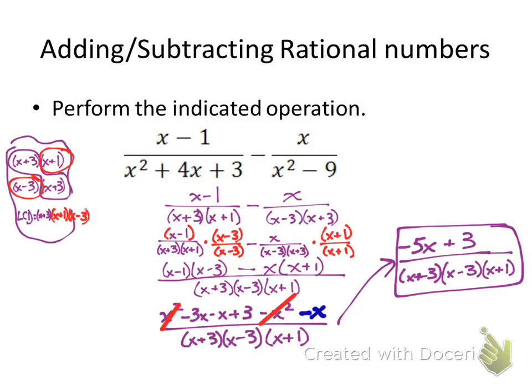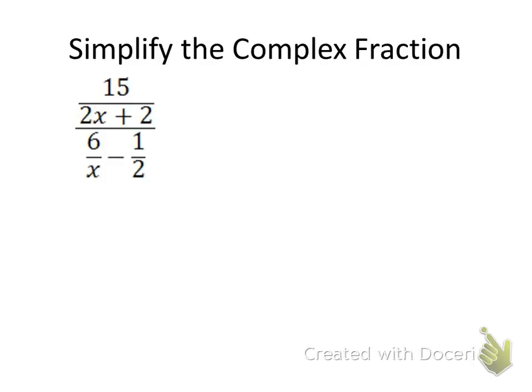All right, next, let's see if we can simplify this complex fraction. And before we can do keep, change, flip, we got to get this bottom as one fraction. So I'm going to concentrate on getting this bottom as one fraction. Notice how the denominators are both monomials and they're both prime. So the common denominator is 2x here.